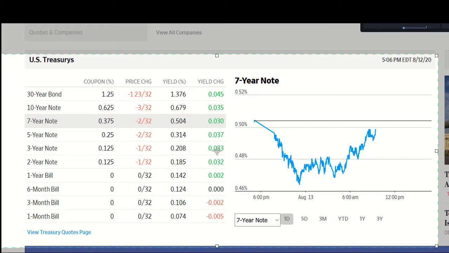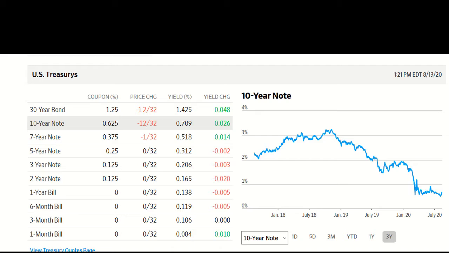Not very much, but a little bit. Let me move over to a 10-year note. So here we have the 10-year note graph, time series, meaning over time for the yields. And then we're looking at the right-hand graph here.